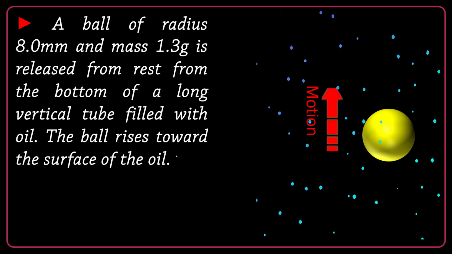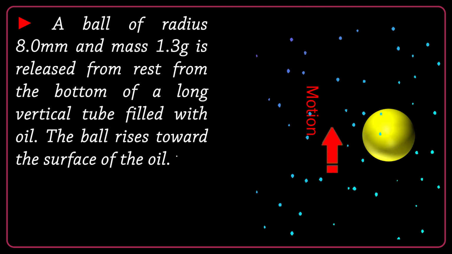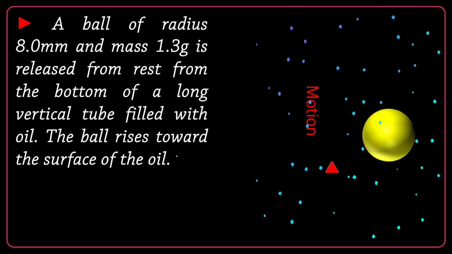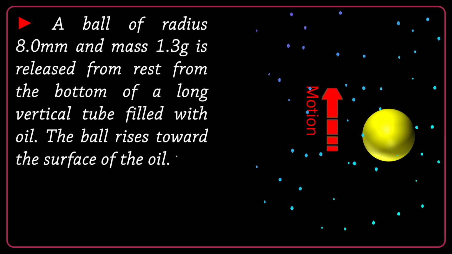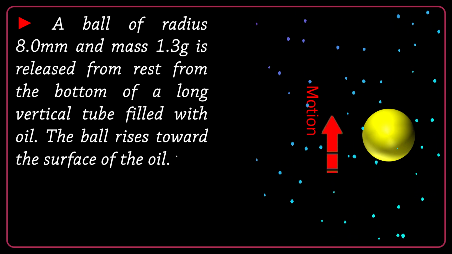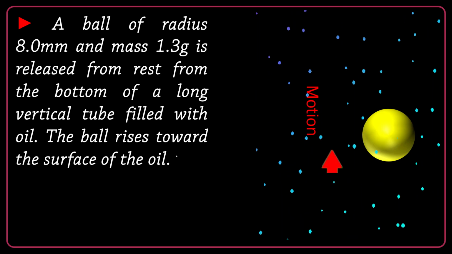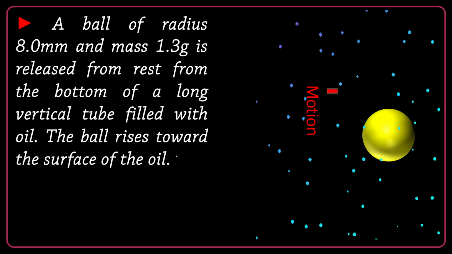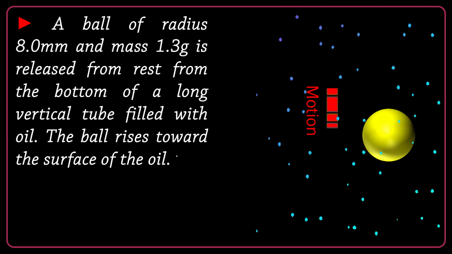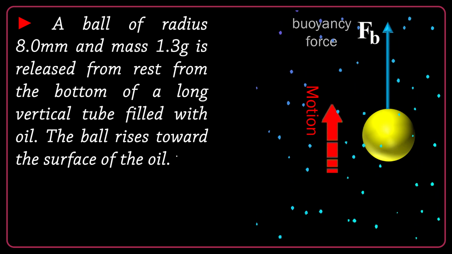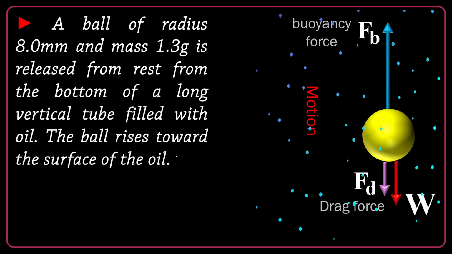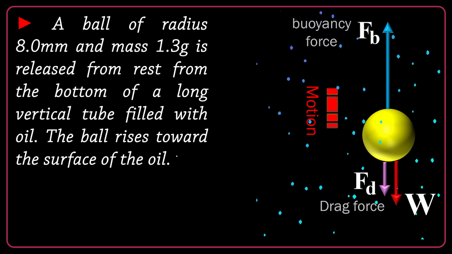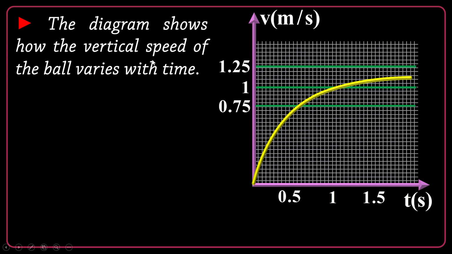A ball of radius 8 millimeter and mass of 1.3 gram is released from rest from the bottom of a long vertical tube filled with oil. The ball rises toward the surface of the oil. As you see, now the ball is moving upward. So the buoyancy force is very large, and W and the drag force here are downward and against the buoyancy force. The diagram shows how the vertical speed of the ball varies with time.